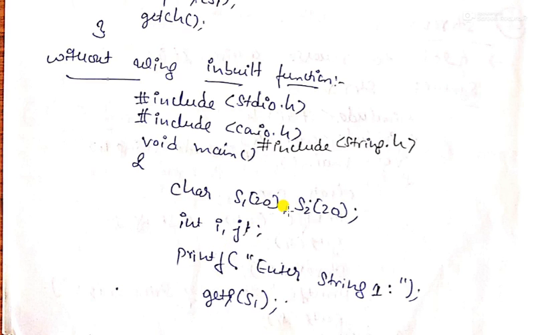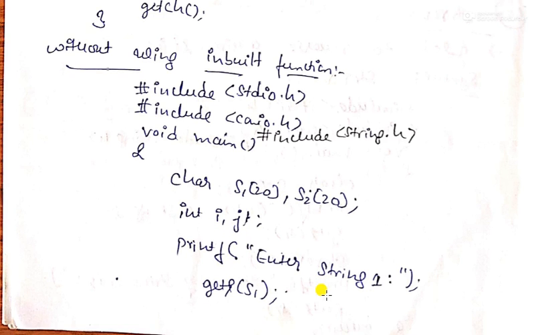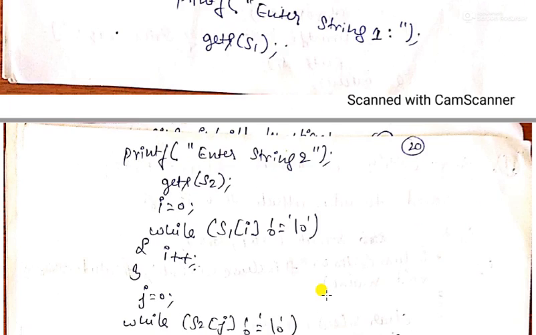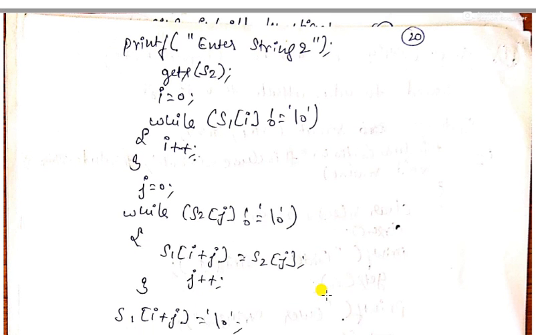So here we are concatenating one string value to another string value. Here we need to use two looping statements. That's why, for initializing those looping statements, I use initializing variables i and j. Enter string 1. First you accept the string 1 input and then the string 2 input. Get s of s1, get s of s2, and then i is equal to 0.